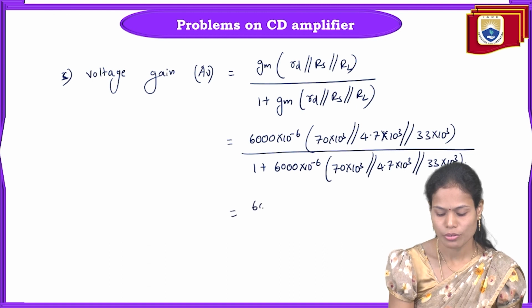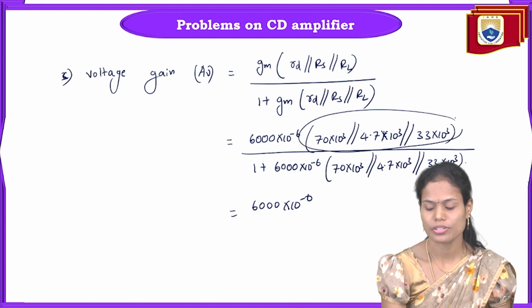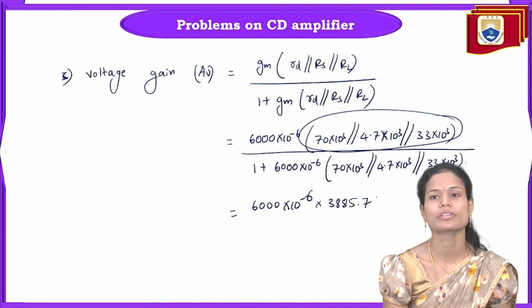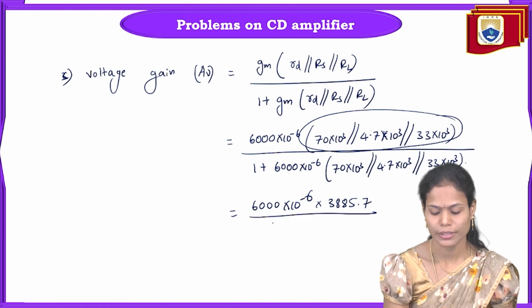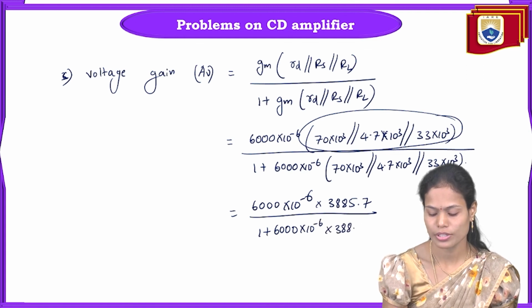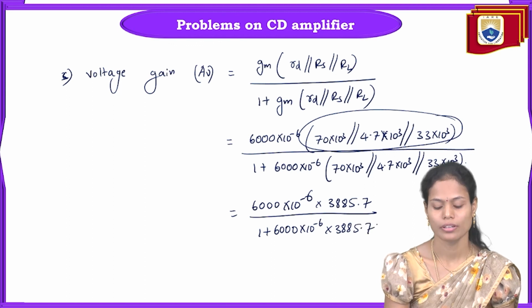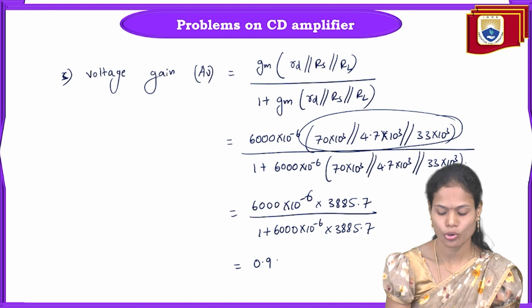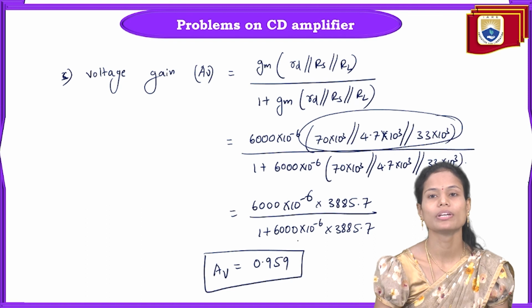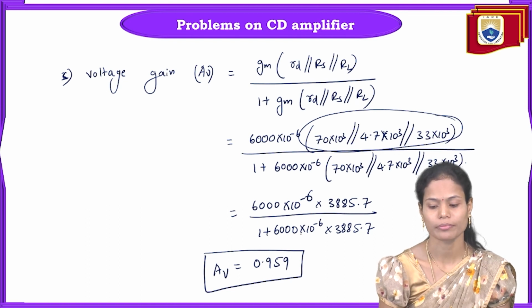So this value, 6000 into 10 power minus 6, and the parallel combination of all three resistances, if we calculate, we will get 3885.7, divided by 1 plus 6000 into 10 power minus 6 into 3885.7. After simplification, we will get 0.959 as the voltage gain of the given common drain amplifier.